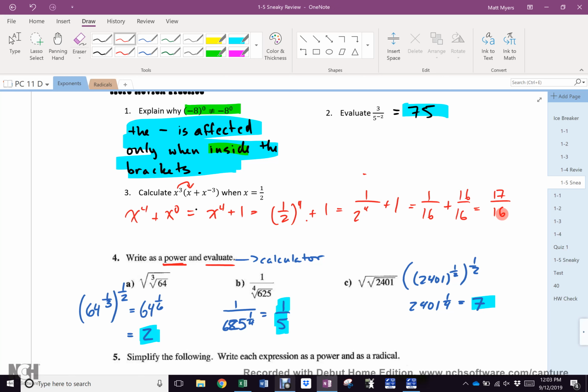Yes? I mean, you can see most of the work is there for the first one, and then it's pretty self-explanatory. Everyone is good? Once, twice, thrice? Okay.